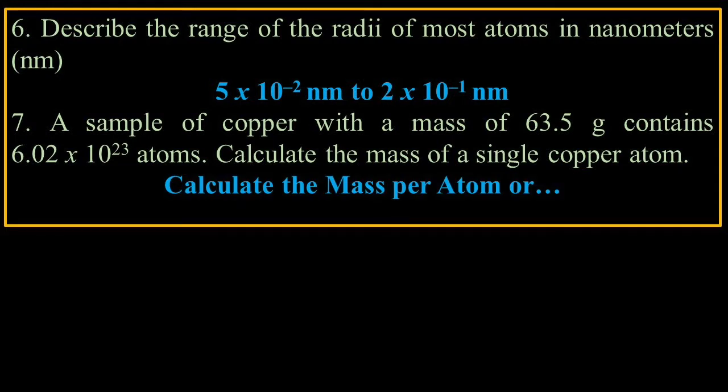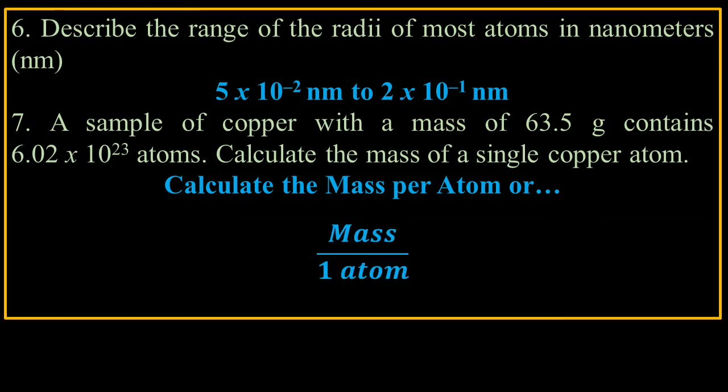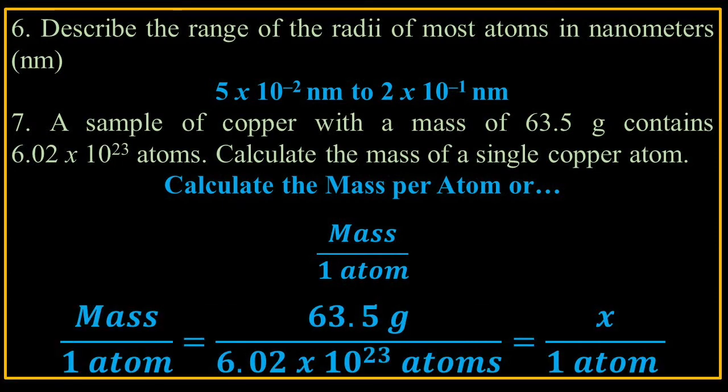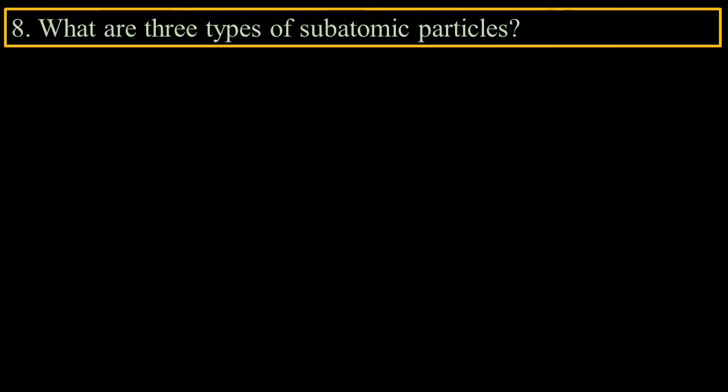So we're going to calculate the mass per atom. So it'll be 63.5 divided by 6.02 times 10 to the 23rd. If you want to think of it in terms of proportional relationships, there it is. So the mass in grams per atom equals 63.5 divided by 6.02 times 10 to the 23rd equals X over one atom. Now we're going to solve for X. And we find that X is 1.05 times 10 to the negative 22 grams. So you're setting up a proportional relationship. Don't worry about the dimensional analysis.